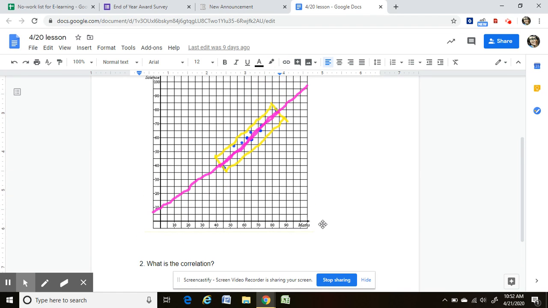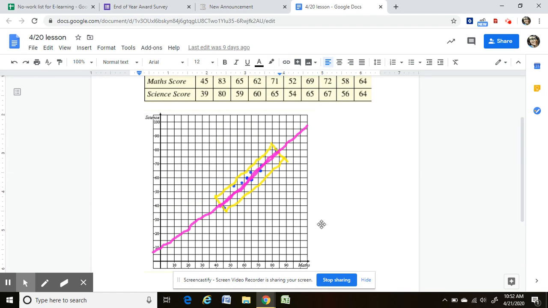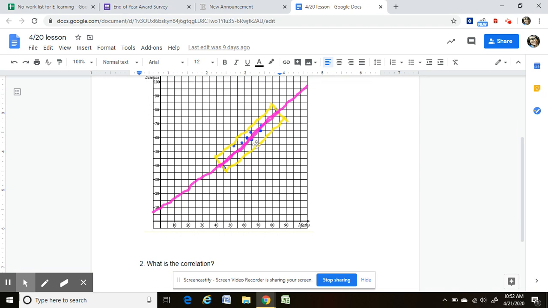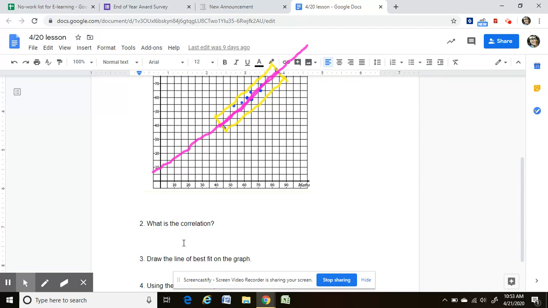So what is this correlation? That's me asking, is it positive or negative? Is it weak or strong? Look at these dots. They are right up on that line. That is strong. So I'm going to say it's strong. Is it going up or is it going down? It is going up. So I'm going to say it's positive. Draw a line of best fit, I already did.